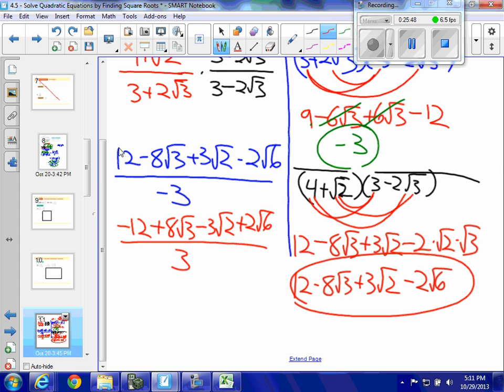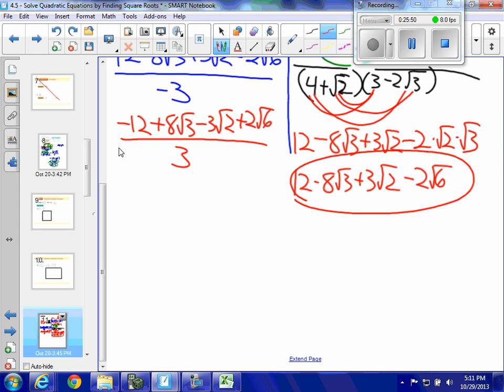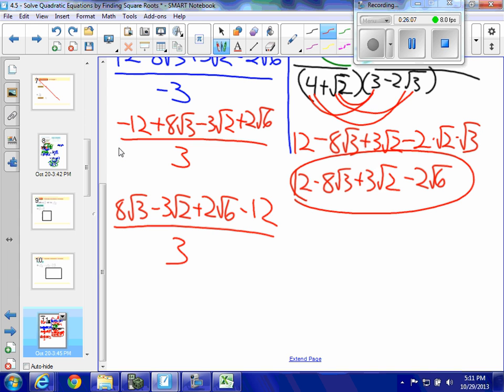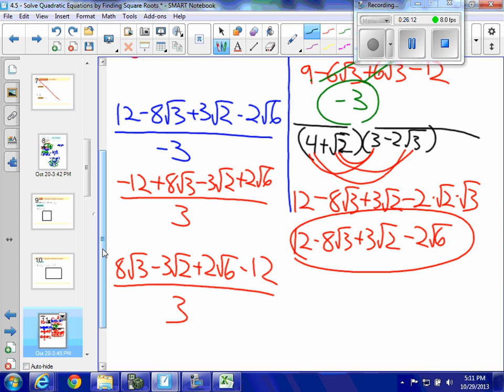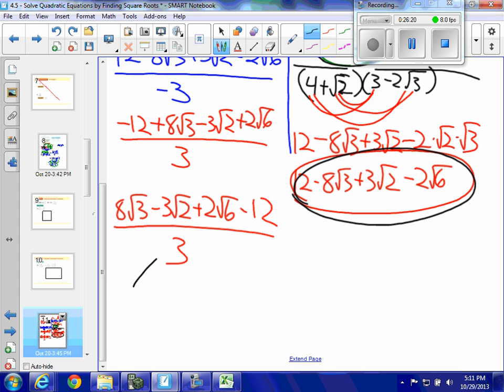And if you don't like having your numbers started by a negative sign, you could go 8 radical 3 minus 3 radical 2 plus 2 radical 6 minus 12. Again, over 3. Any one of those answers is going to be fine. As long as you get your numerator and your denominator correct and get the radical sign out of your denominator, you're going to be in good shape.